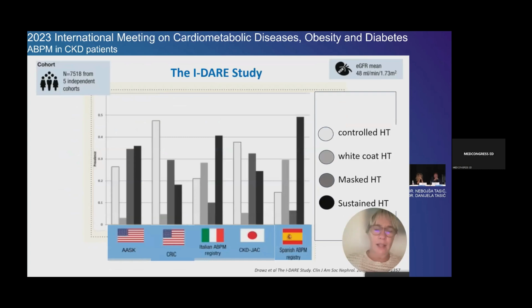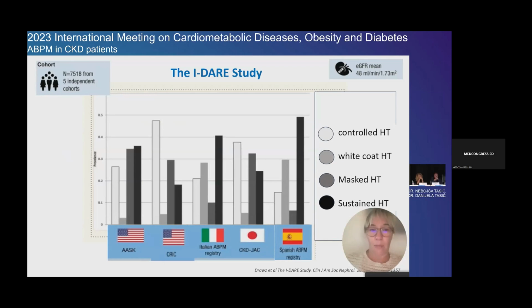The IDEA study tried to combine different cohorts of CKD patients where ABPM was used. This is the Afro-American study previously mentioned. This is the American study also, but only with patients with mild to moderate CKD, referred to a nephrology specialist office. This is the Italian ABPM registry. This is the Spanish ABPM registry done by primary care physicians, and this is the Japanese study.